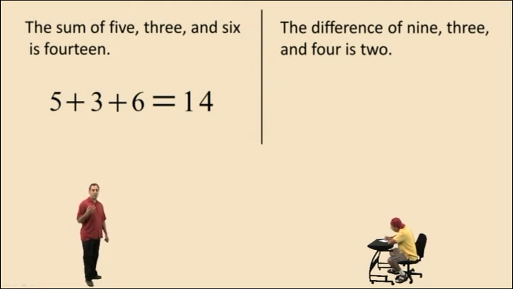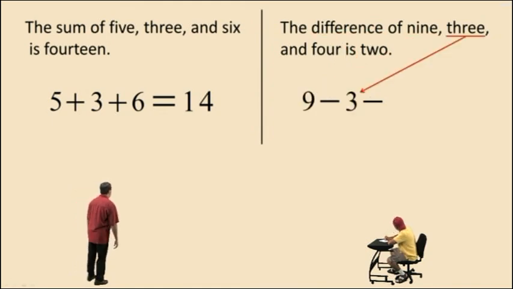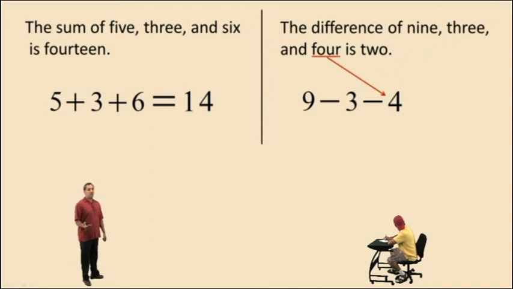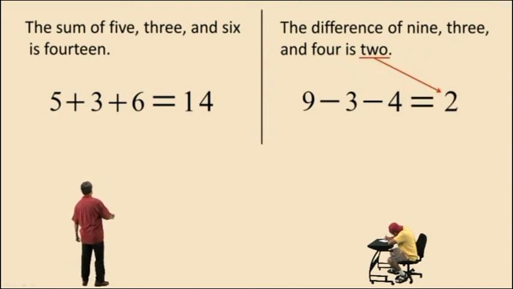Now here we have the difference of 9, 3, and 4 is 2. So we're taking the difference of three numbers. So we need two subtraction symbols, and the three things we are subtracting is 9, 3, and 4. Is translates into an equal sign. 2 translates to that symbol, 2.